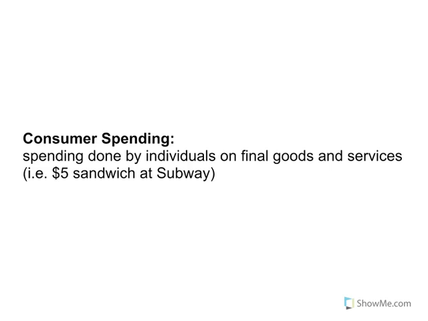So consumer spending is spending done by individuals on final goods and services. So for example, if I go to Subway, get a $5 sandwich, that will be included in consumer spending. So what you and I do when we go to a store and we buy something, that's consumer spending. It's spending done by consumers, right?